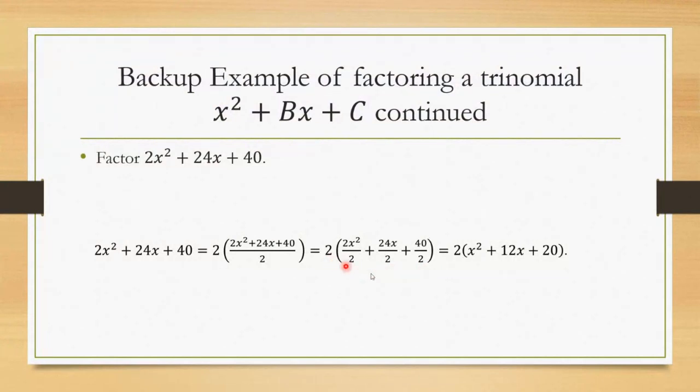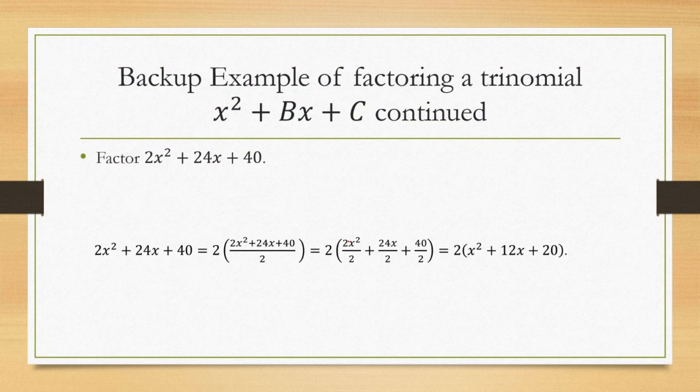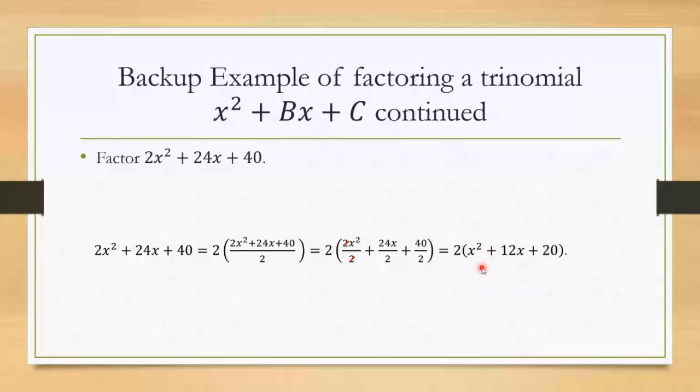And so what do we get? We get 2 times. Here, let me get the pen again. Okay. So we get 2 times. As you can see, these 2's cancel. That's good. That's why we get 1 over here. 24 over 2 is 12. 40 over 2 is 20. So what we're left with is this.